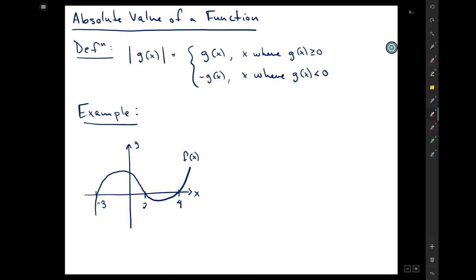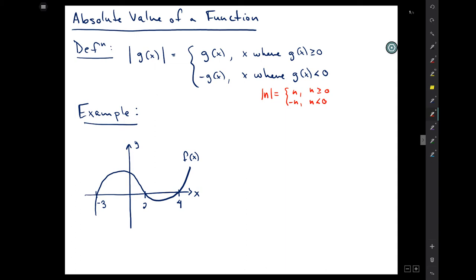and the absolute value is equal to negative g of x for those x values where g of x is less than 0. So this is similar but not quite the same as the definition of the absolute value of a number. The absolute value of n, a number, is n whenever n is greater than or equal to 0, and negative n whenever n is less than 0.